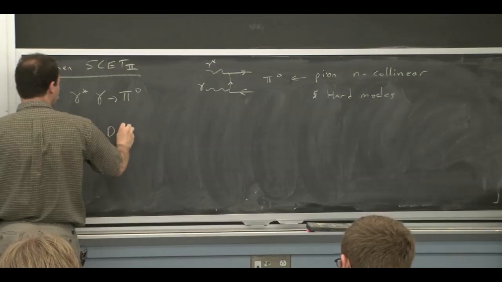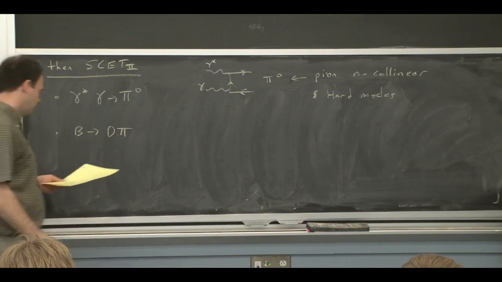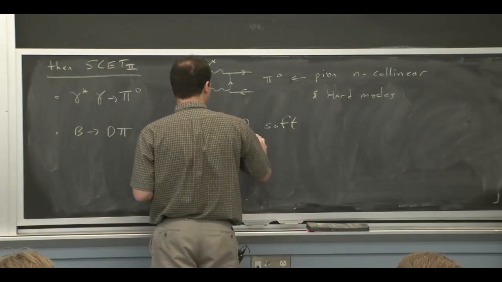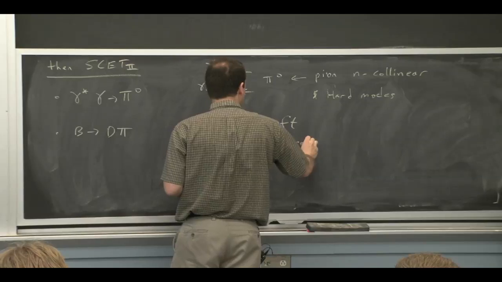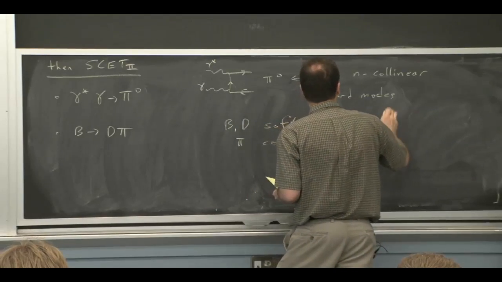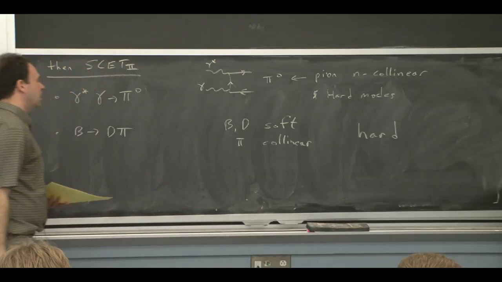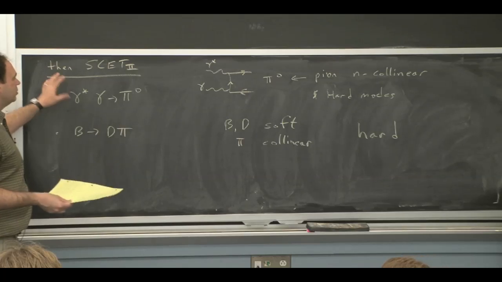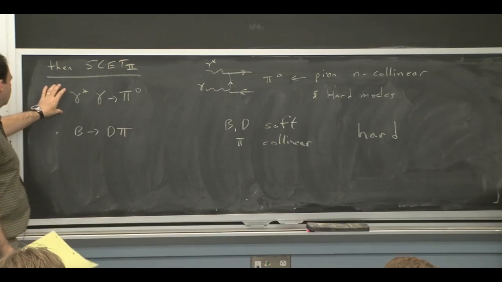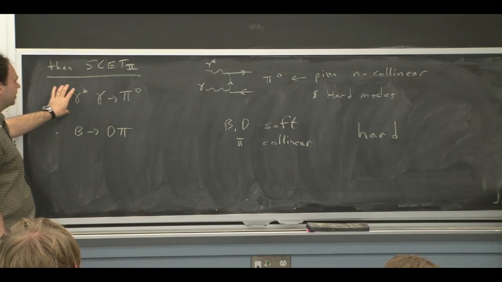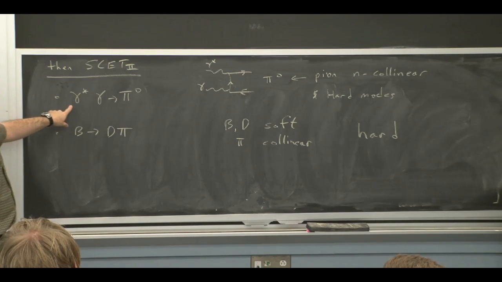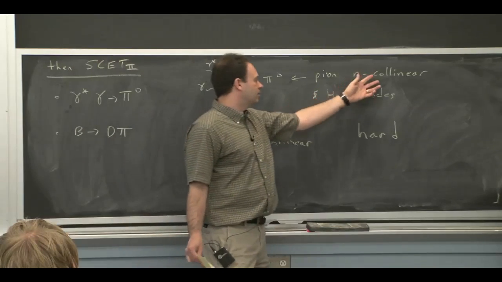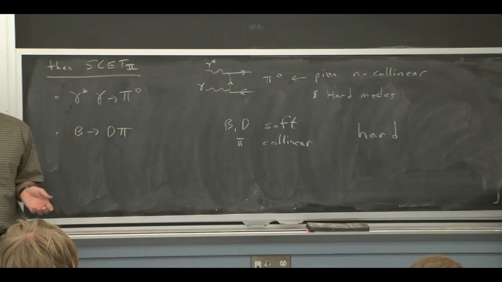Another example we'll do is B to D pi. And here the B and the D are soft. Remember, we talked about this one, and the pion is collinear. And then we have hard modes. So this is kind of like, in some sense, DIS, but it's an exclusive process, not an inclusive one. DIS is the most inclusive process you can think of. It's deep inelastic scattering, the I is for inclusive. Here we're doing something completely exclusive. But we'll see that all the things we've been thinking about, which is just the separation of collinear modes and hard modes, will go through for that process too.